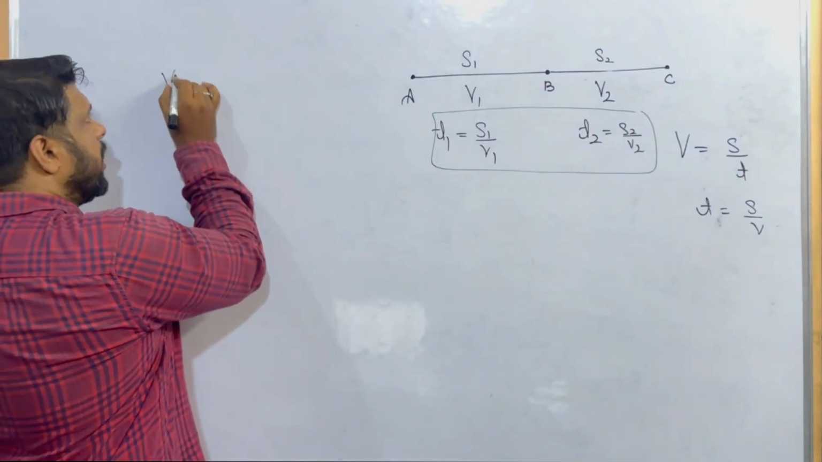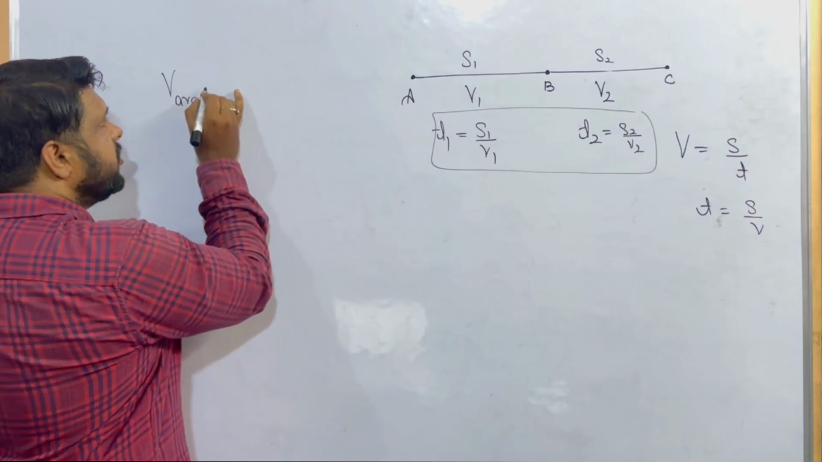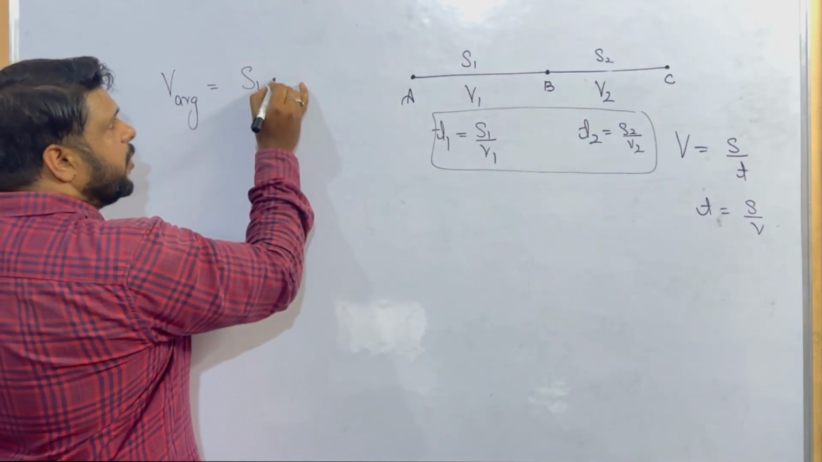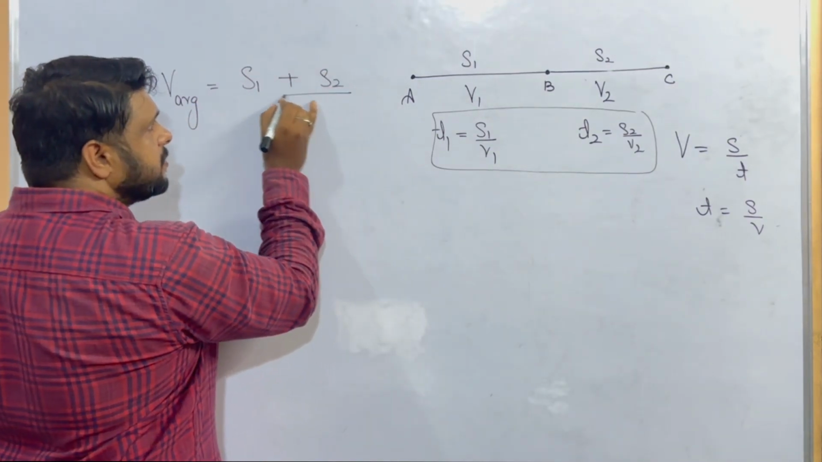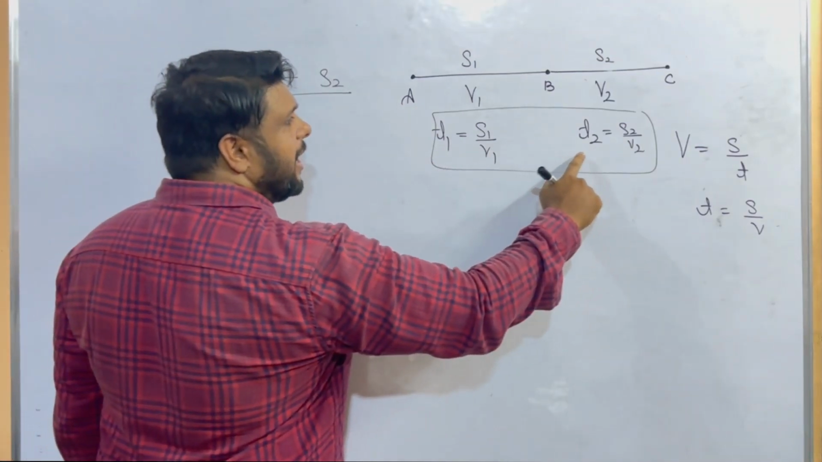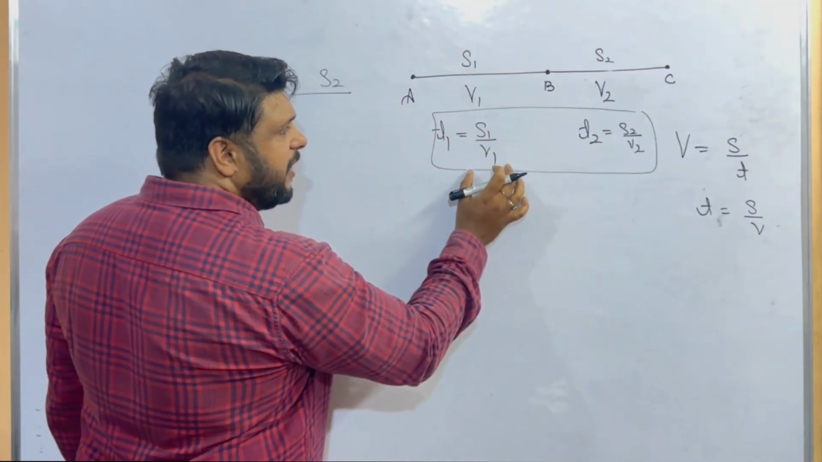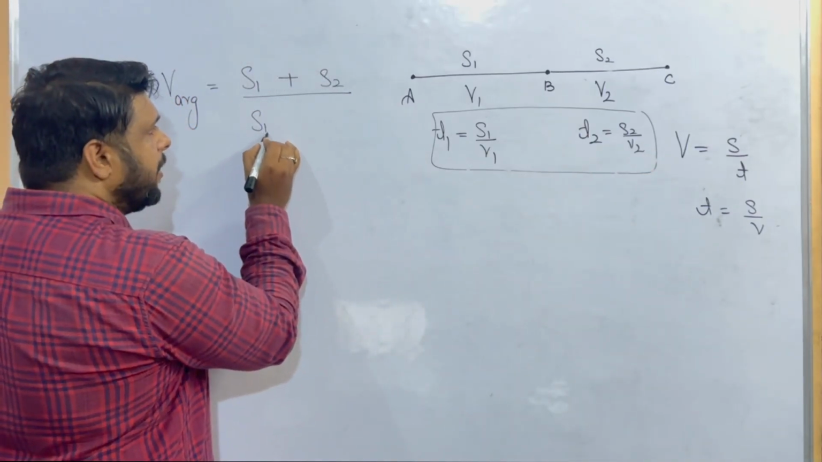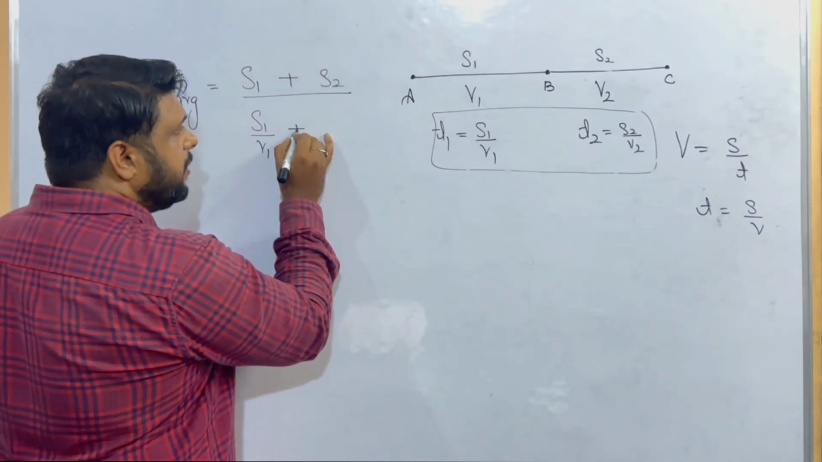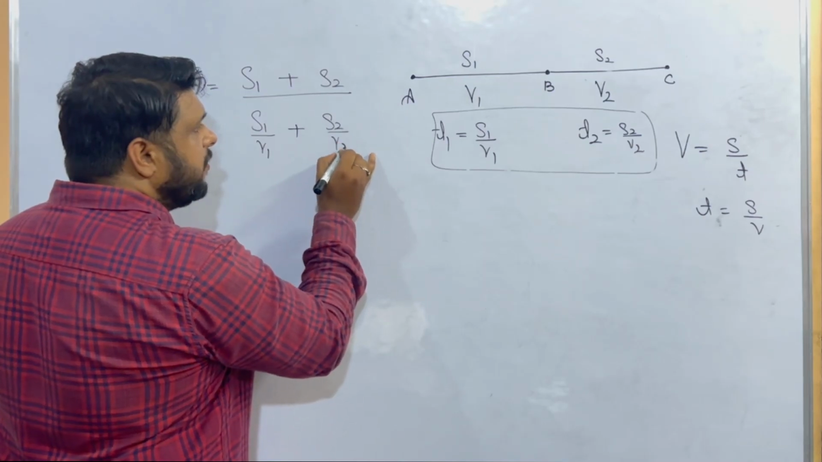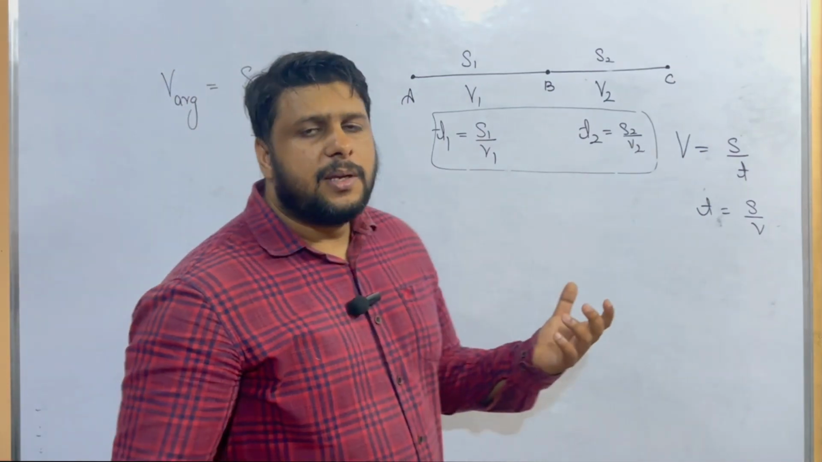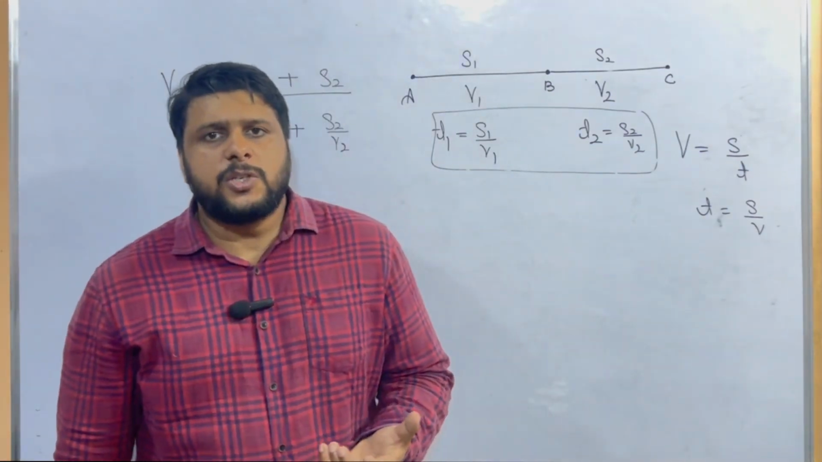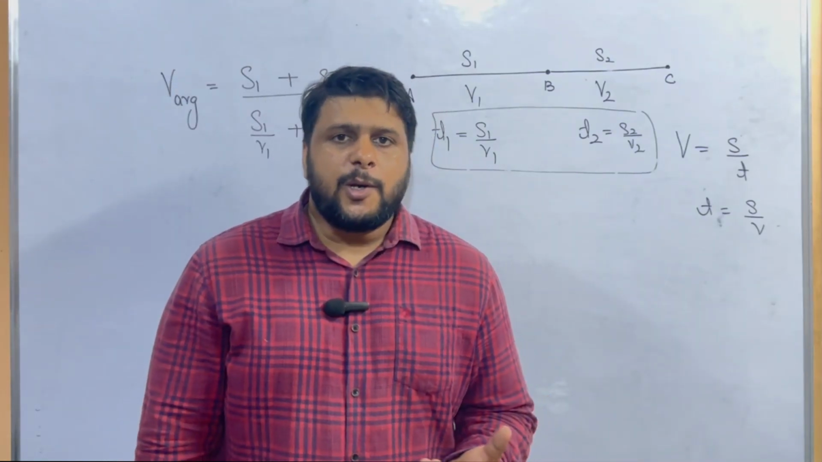When we calculate average velocity, we write total distance covered upon total time taken. The total time is S1 by V1 and S2 by V2, added up: S1 plus S2 upon S1 by V1 plus S2 by V2. Like these variations, they can ask you in the examination, and you need to be prepared here.